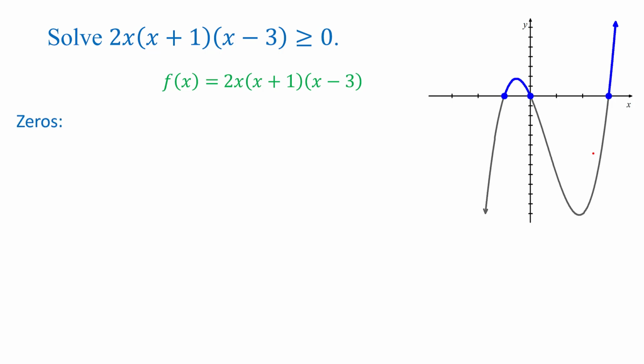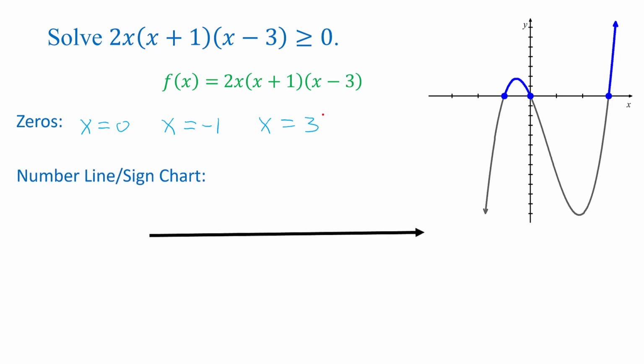I would then look for the zeros of this function. My zeros would occur when 2x equals 0, which gives me x equals 0. Also when x plus 1 equals 0, or x equals negative 1, and when x minus 3 equals 0, or x equals 3. So I have my three zeros. I set up a number line, or sign chart, and I put on that number line the x value of negative 1, the x value of 0, and the x value of 3.